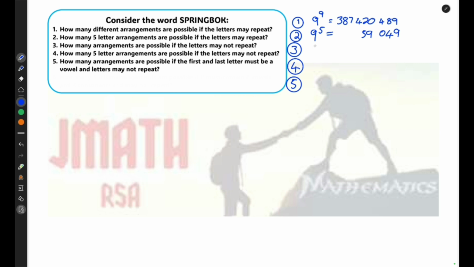Okay, so remember 9 times 8 times 7 times 6, all the way till I get to 1. And I can write that as 9 factorial. The answer to that would then be 362,880.